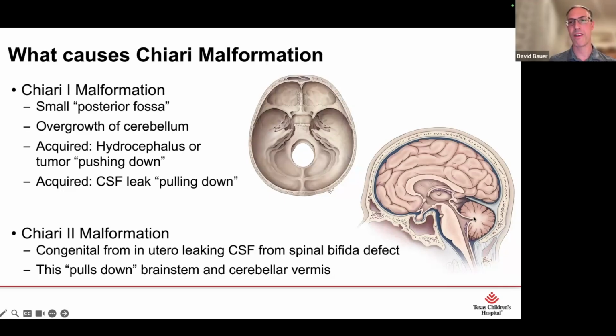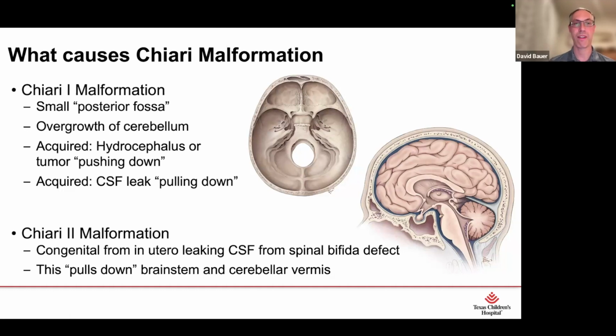So if it's smaller than usual, and if your cerebellum is programmed to grow to a certain size, then maybe your cerebellum will grow down through the bottom of the skull, or we call it herniate down, and that's how Chiari is formed. Another theory is that the cerebellum overgrows. It grows more than it should. You can also have acquired Chiari malformation where you have hydrocephalus or maybe a brain tumor that pushes the bottom of the brain down.